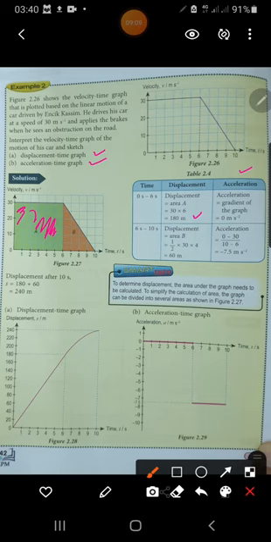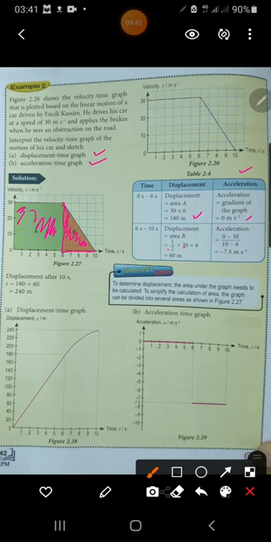So find the acceleration. Acceleration is equal to the gradient of the graph. So for this section, section A, the gradient is 0, right? Okay, 0 meter per second square. Alright, from 6 to 10 second, find the displacement. So this one is a triangle. That's why 1 over 2 times 30. 30 is the height, and 4 is the base.